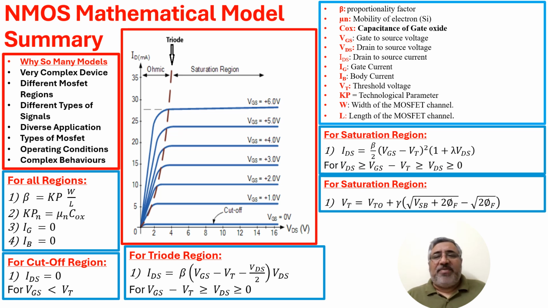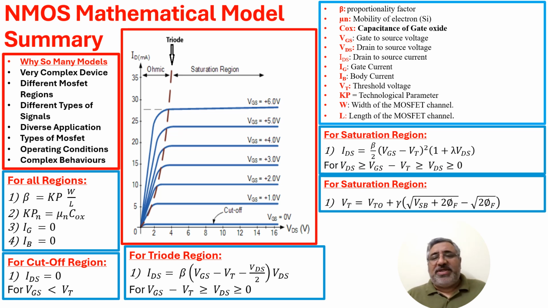Now we discuss the NMOS model for the cutoff region. In the cutoff region, when VGS, the gate to source voltage, is less than the threshold voltage, the drain current IDS is equal to 0. This indicates that the device is effectively switched off, preventing current flow from drain to source terminals. As a result, the MOSFET behaves just like an open switch, ensuring minimal power consumption and allowing for precise control in digital circuits.